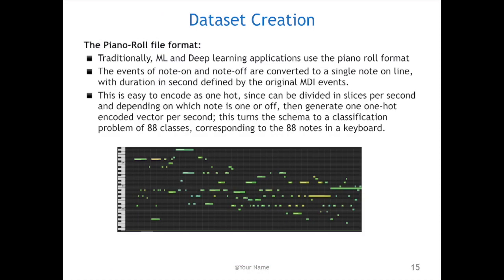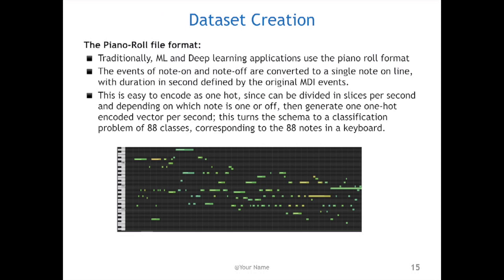The piano roll file format. Traditionally, machine learning and deep learning applications use the piano roll format. The events of a note on and a note off are converted to a single note line, with a duration in seconds defined by the original MIDI events of note on and note off. This is easy to encode as one hot, since the piano roll can be divided into slices per second, and depending on which note is on or off, we can generate a one hot vector for each second.